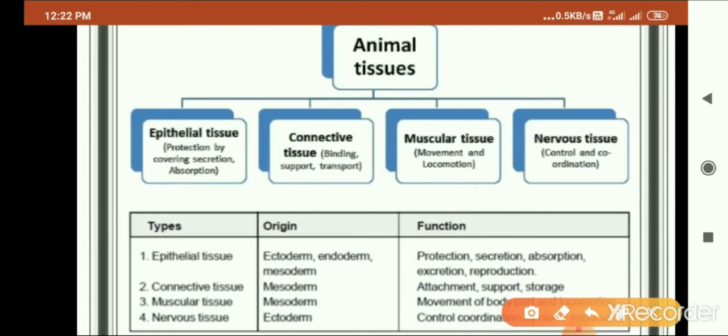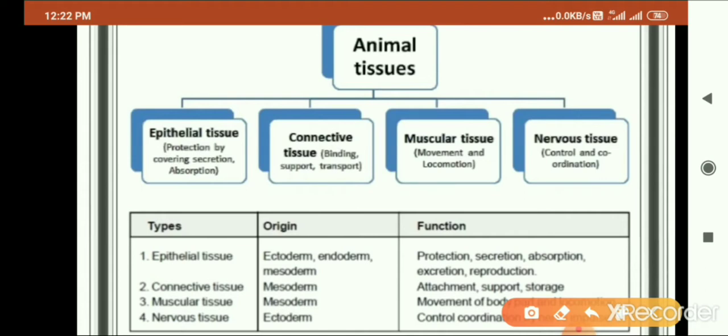The epithelial tissue is present on our skin. It is a very protective tissue, and the other functions are that it helps in secretion and absorption. The second one is connective tissue. Connective tissue is of various types: areolar, adipose tissue, bone and ligament, that helps in binding, support and transport.